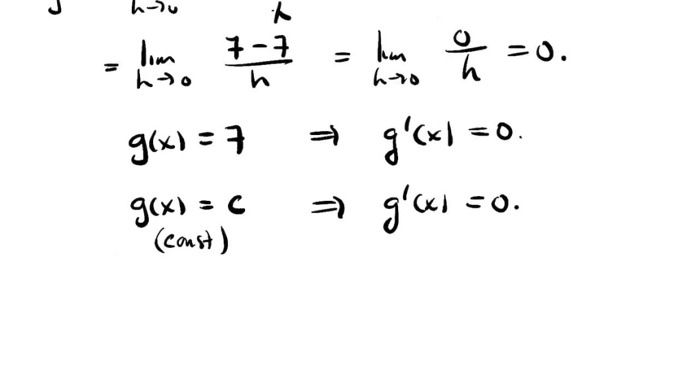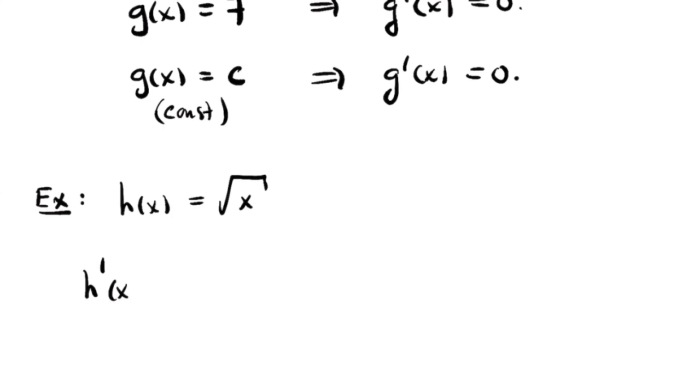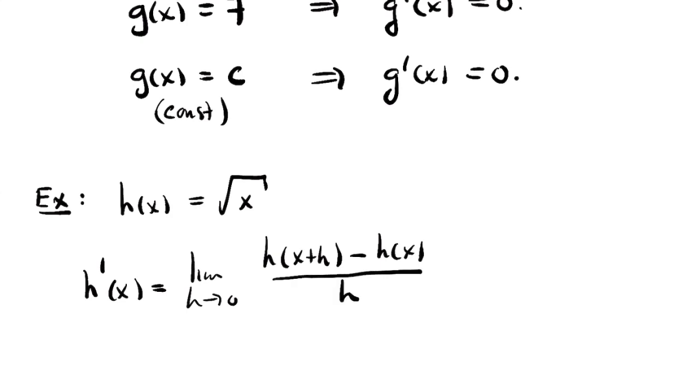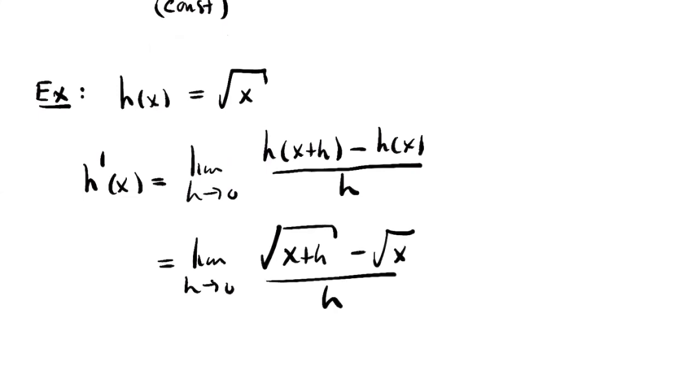Cool. Let's do another one. Let's see. How about something like this? How about we take h of x to be the square root of x? I want to compute h prime by the definition. So h prime is the limit as h goes to 0. This is the template part of h of x plus h minus h of x all over h. Limit definition of the derivative. So that's the limit as h goes to 0. In this case, square root of x plus h minus the square root of x all over h.